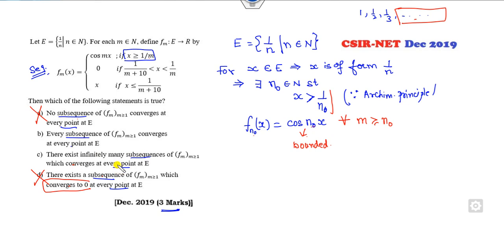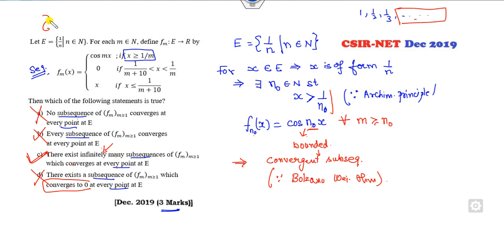It converges at every point. There exist infinitely many subsequences. Yes. So now you can see that it implies it is bounded, so it has a convergent subsequence. So how can you move from bounded to subsequence? Do you know any result which moves from bounded to subsequence? That is the Bolzano-Weierstrass theorem. So what is the meaning of that? There exist infinitely many such n-zeros. So this option is cancelled. The right option is only C, the correct answer.